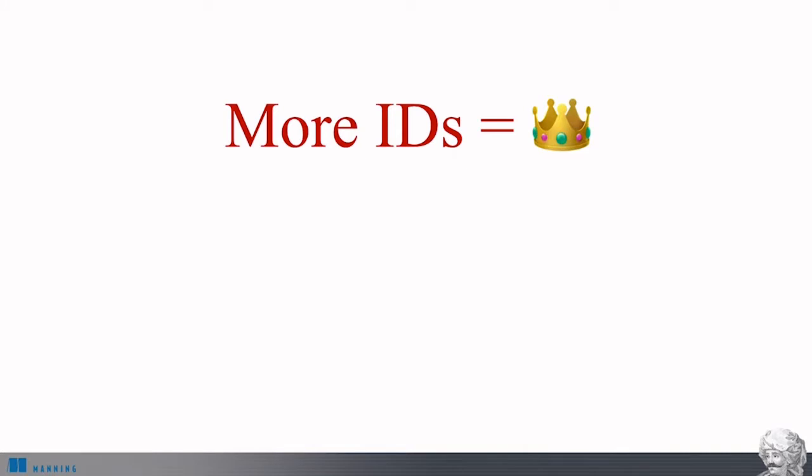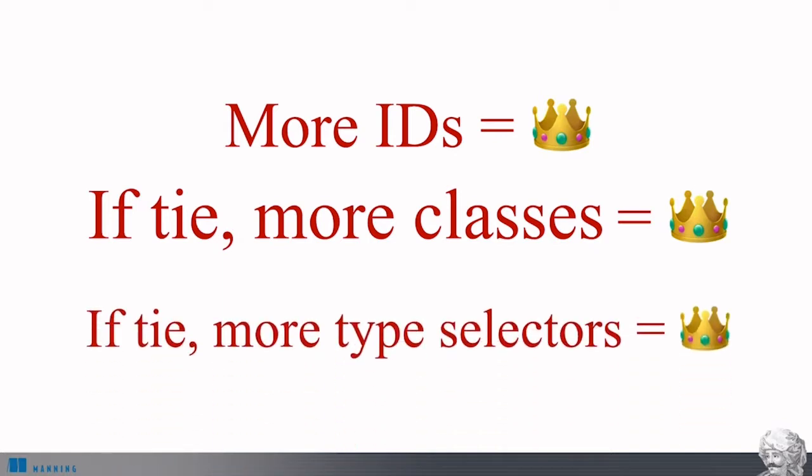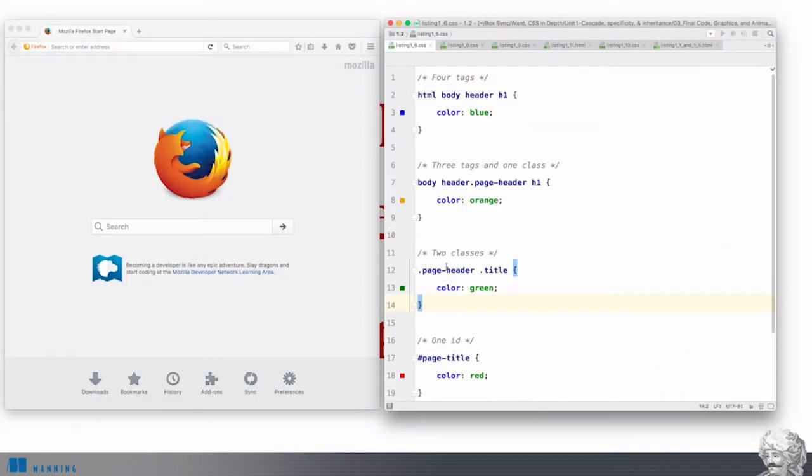First, if a selector has more IDs, then it wins out. If that is a tie, then the selector with more classes wins out. If that is a tie, then the selector with more type selectors, or tags if you like, wins out. Let's look at this CSS listing to illustrate what we just discussed. Here we have 4 declarations. The first one is 4 tags, nothing else. The second one is 3 tags and 1 class. Then the next one is 2 classes, and finally we have 1 ID.